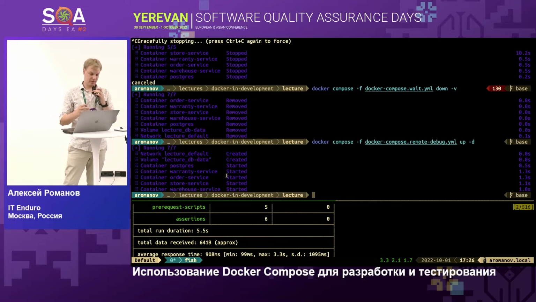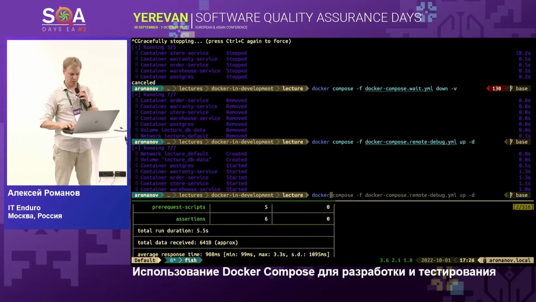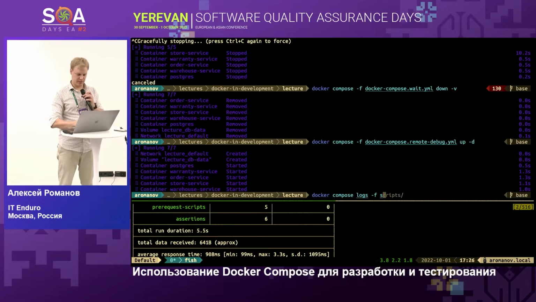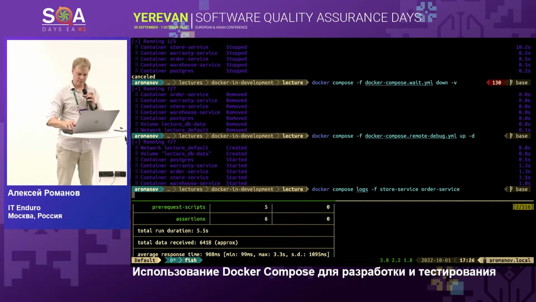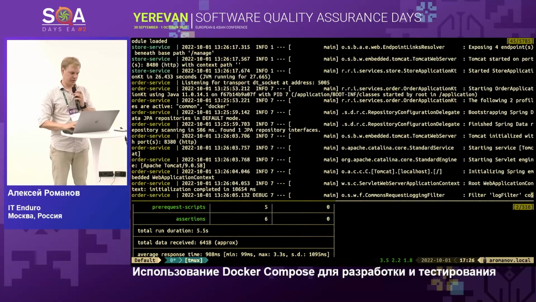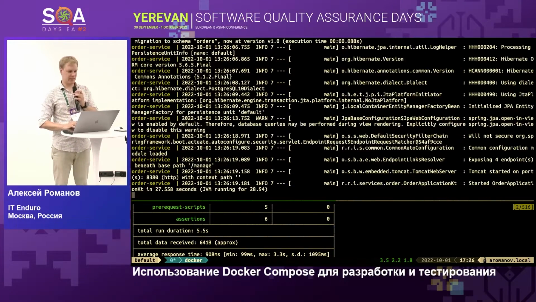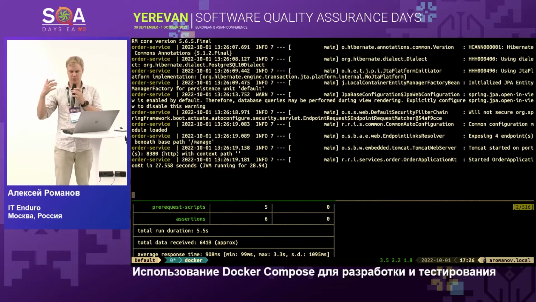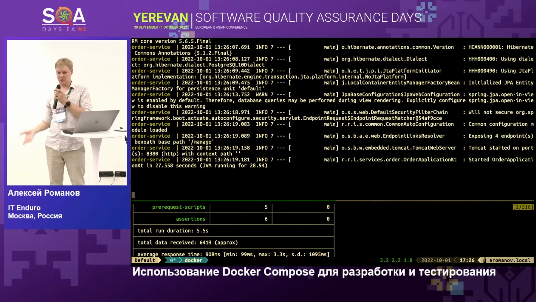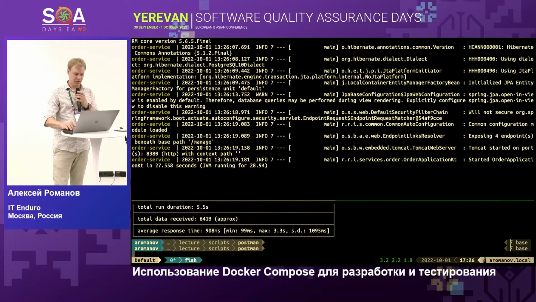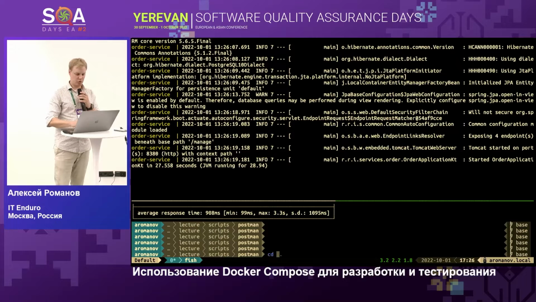In order to look at the logging, we can write docker compose logs -f store service order service. So we do see it. It goes one after another, but later on it will be mixed up.